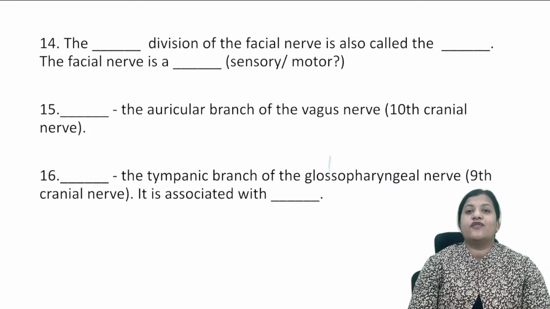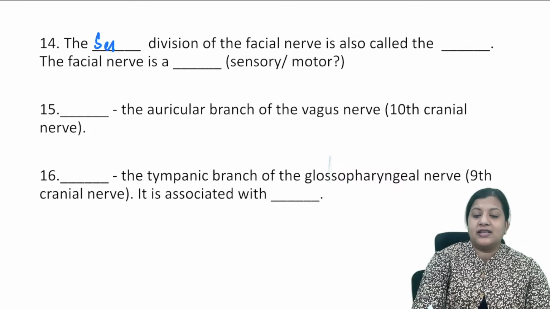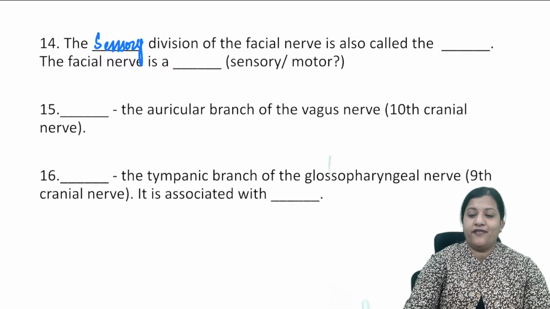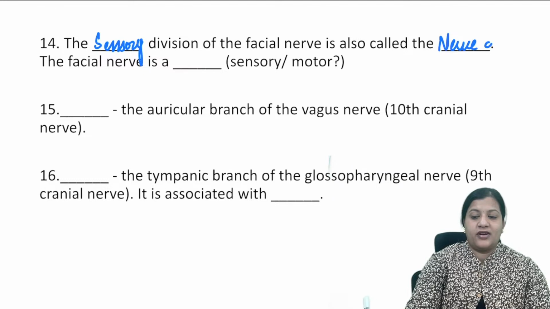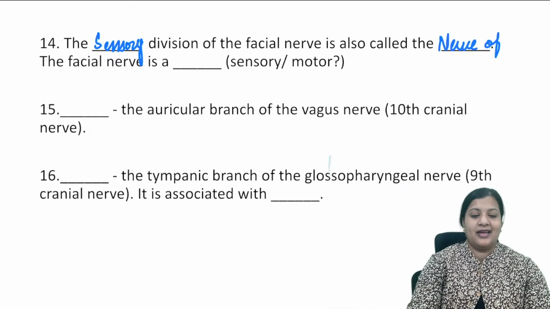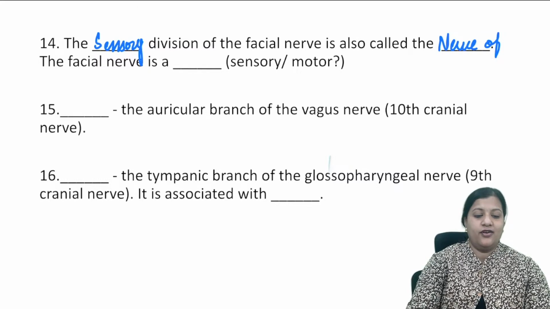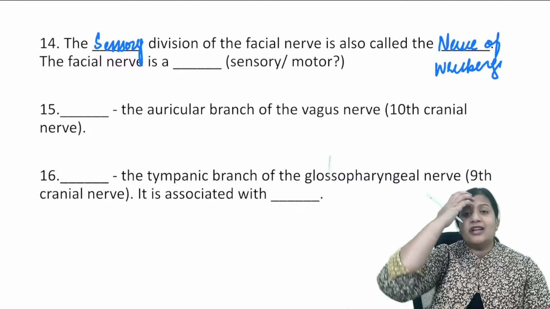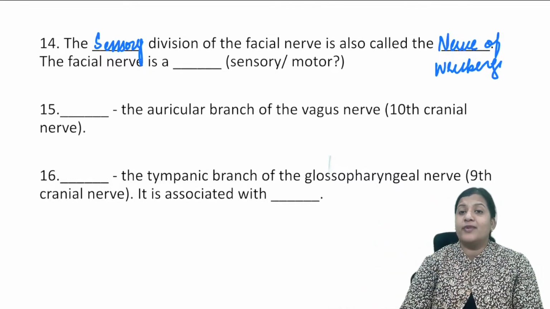The dash division of the facial nerve is also called as. So basically, I'm trying to ask you, what is the sensory division of the facial nerve called? The sensory root of the facial nerve is called? It is called nerve of Wrisberg. The facial nerve is a sensory nerve, motor nerve, or mixed nerve. What is it?